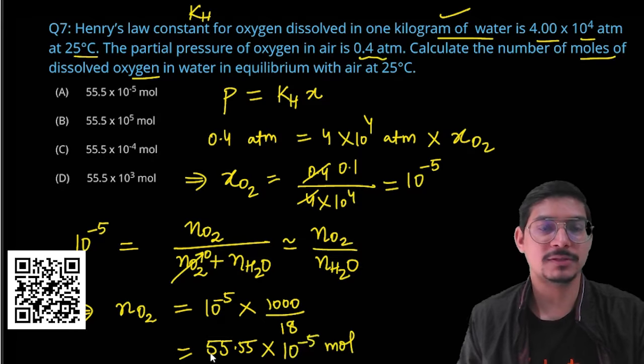This is the amount of oxygen that is dissolved in 1 kg of water under given conditions. So the correct answer to this question would be option A.